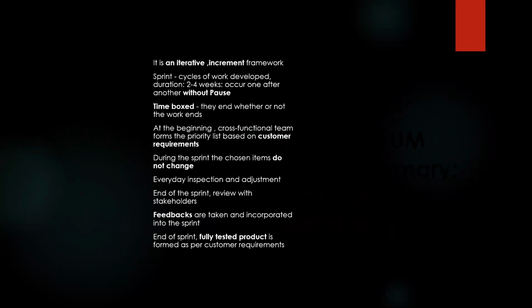Okay, and when you talk about the summary of the Scrum overview, as I told you, it's an iterative and incremental framework. Its cycles of development work last 2 to 4 weeks and occur one after another without a pause. It's time-boxed, and at the beginning the cross-functional team forms the priority list based on customer requirements. During the sprint, the chosen items do not change, and inspection and adjustment happen every day. At the sprint review with stakeholders, feedback is taken and incorporated into the next sprint. And at the end of the sprint, a fully tested product is formed as per customer requirements. These are the main key objectives of Scrum.